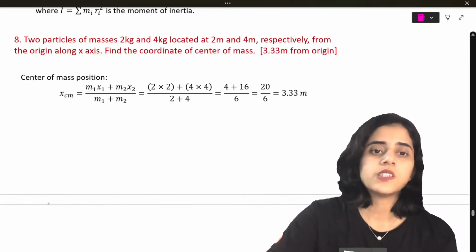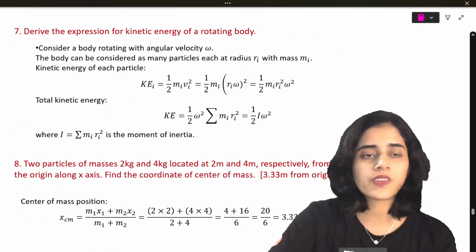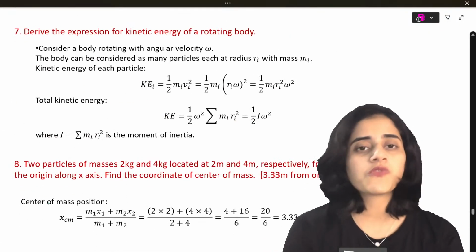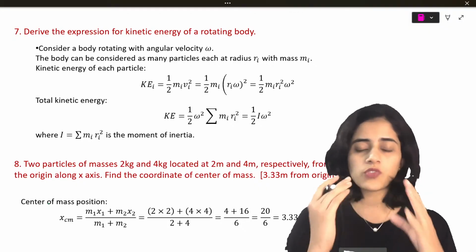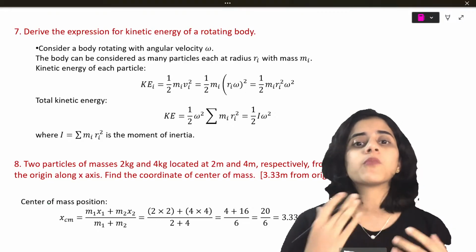Okay. Next question. Derive the expression for kinetic energy of a rotating body. Consider, okay, we have to find out the kinetic energy for a rotating body.